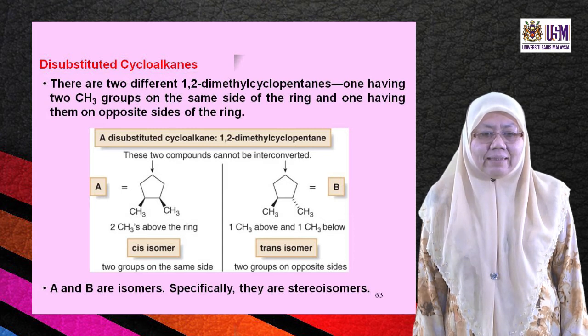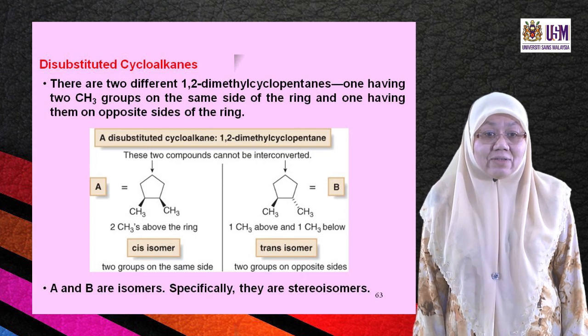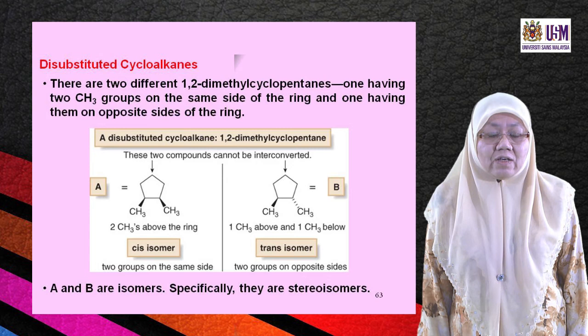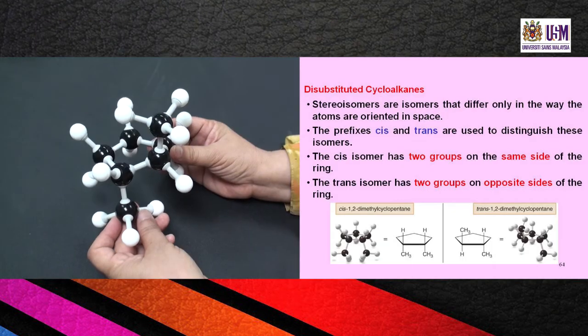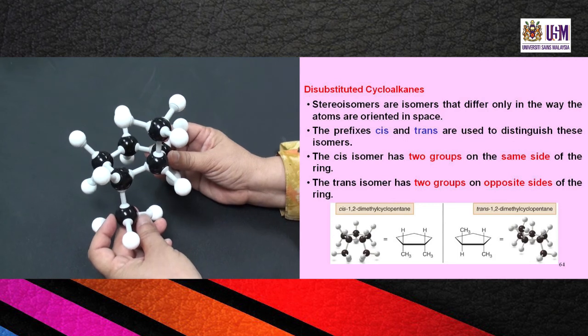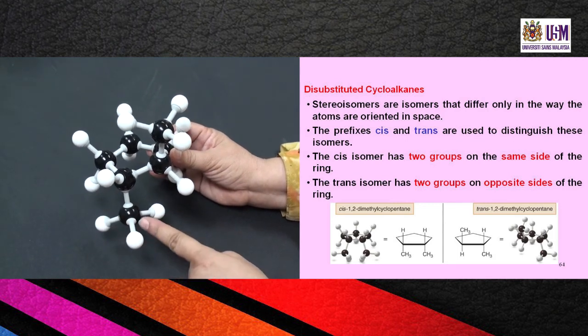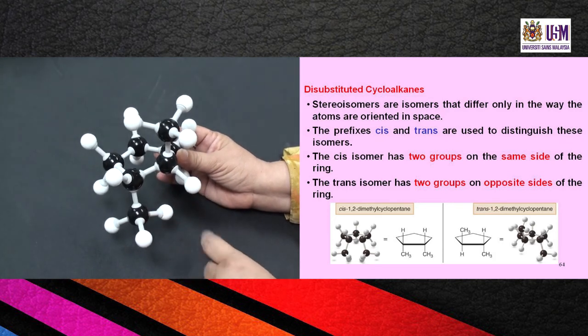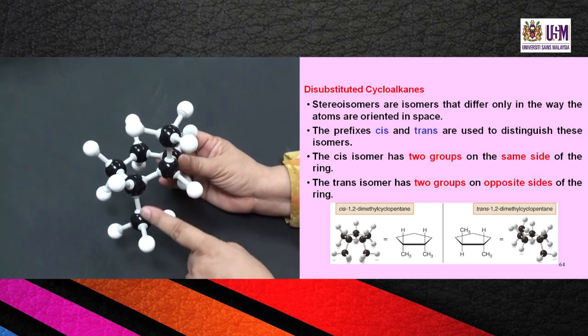A and B are known as cis-trans isomers, so they are specifically stereoisomers. In the trans 1,2 dimethyl cyclopentane, the two methyl groups are in opposite directions, one up and one down.